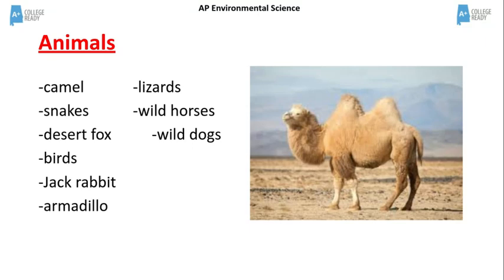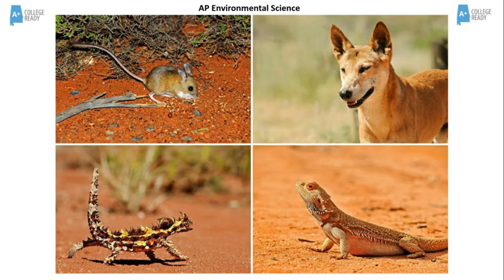Animals adapted to life in the arid desert biome include camels, snakes, rabbits, and lizards. Notice the larger ears and the protective spines. Also notice the coloration.